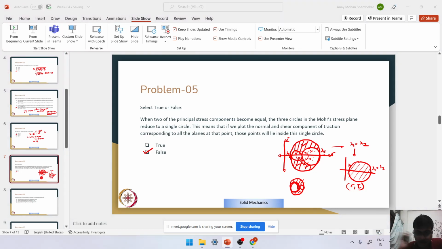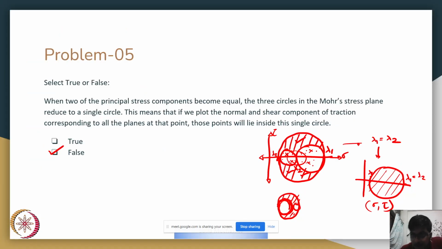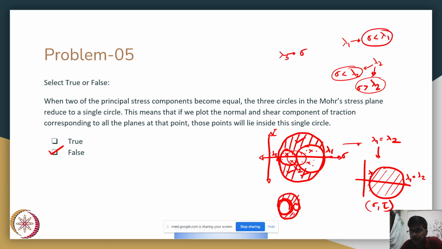Sorry for that. So lambda 2 is a saddle point means that if we approach lambda 2 from sigma less than lambda 2 or sigma greater than lambda 2, these points still exist, very close to lambda 2. Both of these points exist, whereas for lambda 1 only sigma less than lambda 1 exists. For lambda 3 only sigma greater than lambda 3 exists.